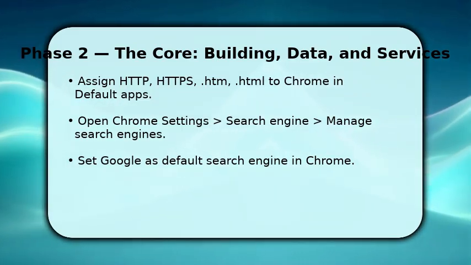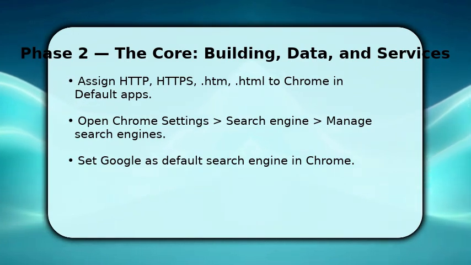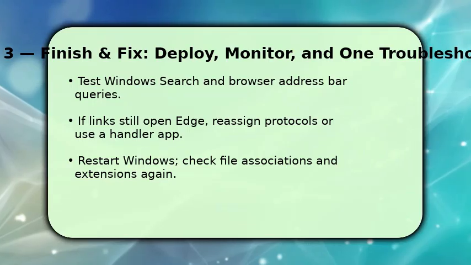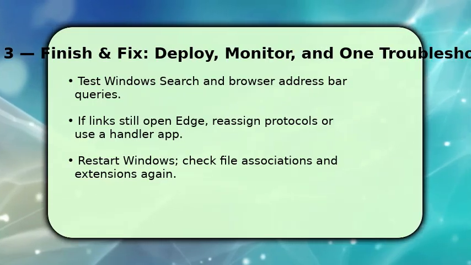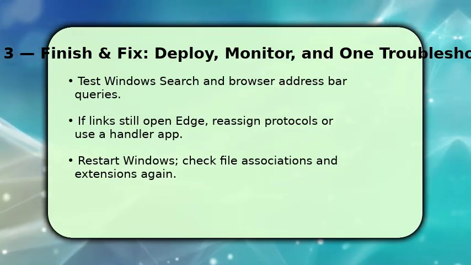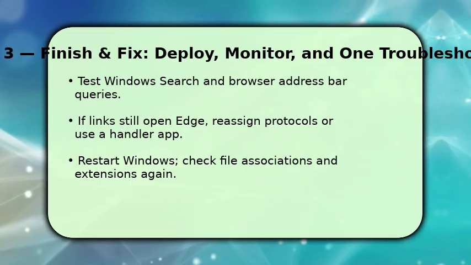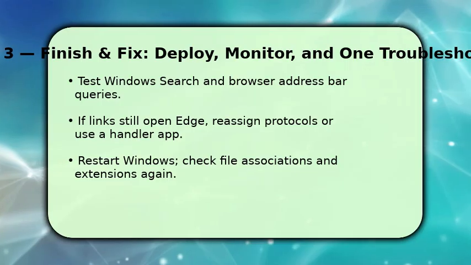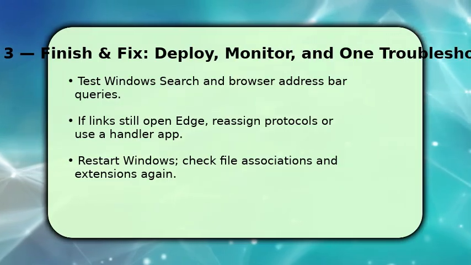Make sure Chrome remains the default for these file and protocol types. Finish by testing. Press the Windows key and search, then type a web query. If results open in Edge, change protocol handlers again or install a small redirect handler app that routes searches to Chrome. Make sure Chrome's Google is still default, then restart Windows to apply all associations.